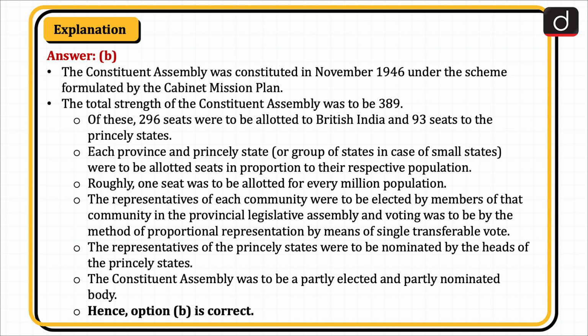The representatives of each community were to be elected by members of that community in the Provincial Legislative Assembly. Voting was to be done by the method of proportional representation by means of single transferable vote. The representatives of the princely states were to be nominated by the heads of the princely states. The Constituent Assembly was to be partly elected and partly nominated body. Hence, option B is correct.